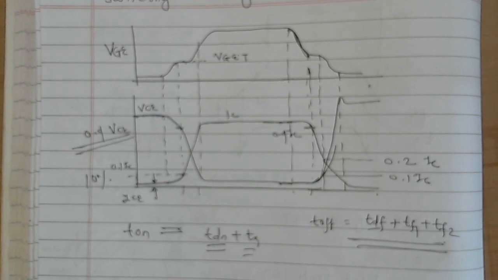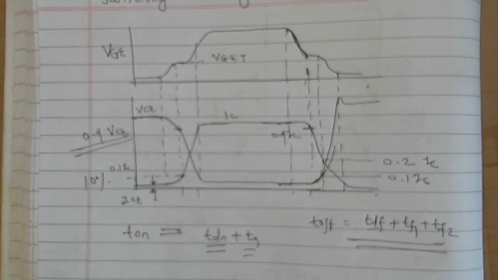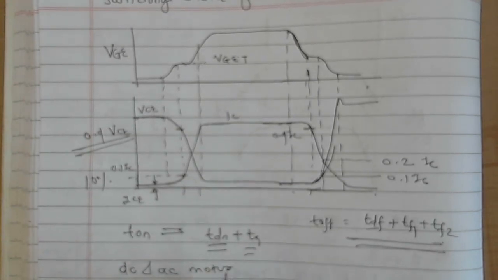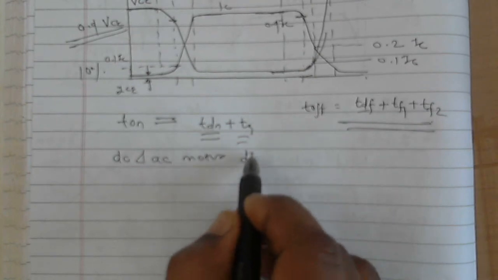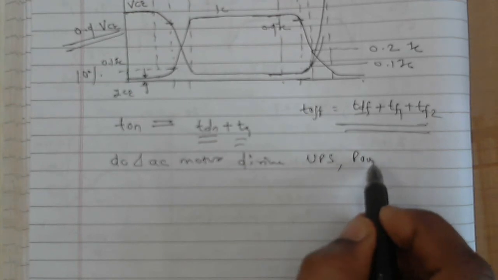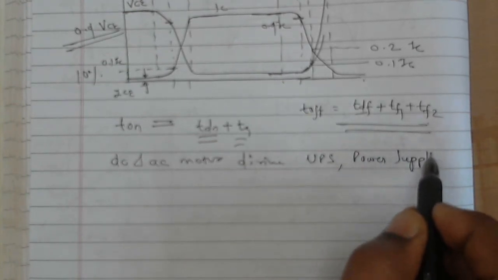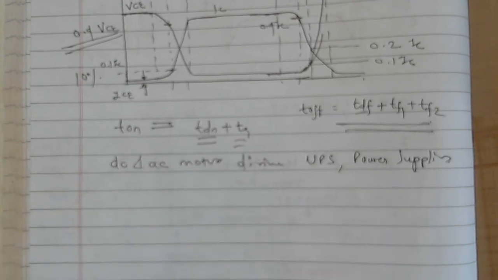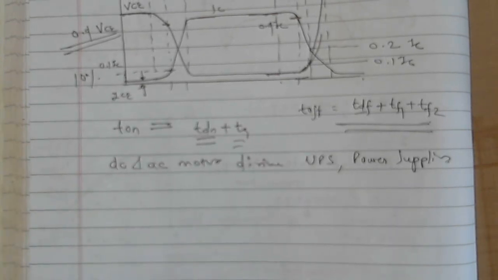Now what are the applications of IGBT? IGBT is generally used in medium power applications. So which are medium power applications? DC and AC motor drives, then UPS systems, then power supplies. Drives for solenoids, relays, contactors, these are some applications of IGBT. Comparison of IGBT, MOSFET and BJT we will see later.